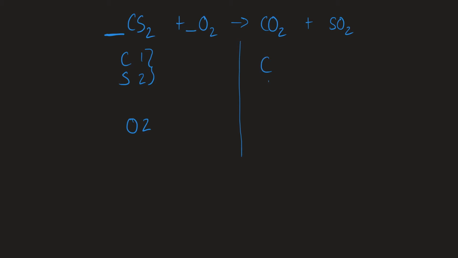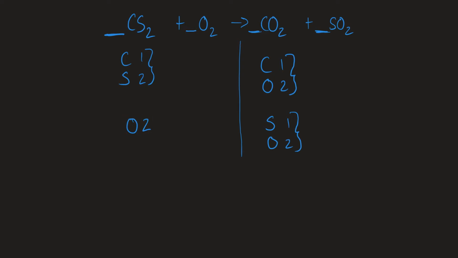Then I have carbon and oxygen on the product side. 1 carbon, 2 oxygen, and the brackets around it because they're together. And then I have sulfur dioxide, SO2, 1 sulfur, 2 oxygen, and again brackets because the coefficient will affect both of them. So now where do I start? Where do I begin when I balance this?